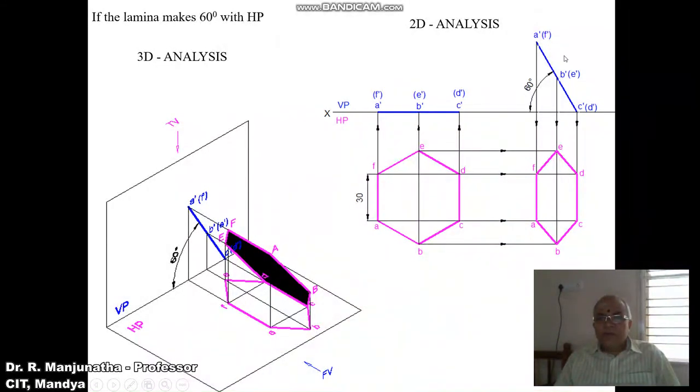Also when we look from the top view, we can see this is the apparent shape, because a dash b dash and b dash c dash both are inclined to HP, so you are getting apparent length here. And c dash d dash and a dash f dash both are parallel to HP, so you are getting the true length. And d dash e dash and e dash f dash both are inclined to HP, so you are getting the apparent length. This is how you will be able to analyze in 3D and 2D.